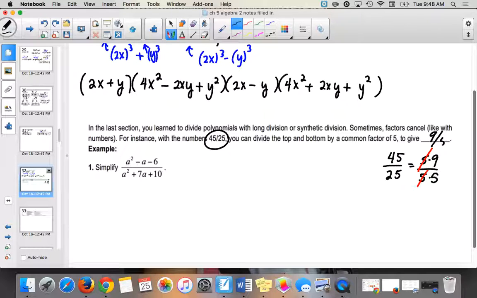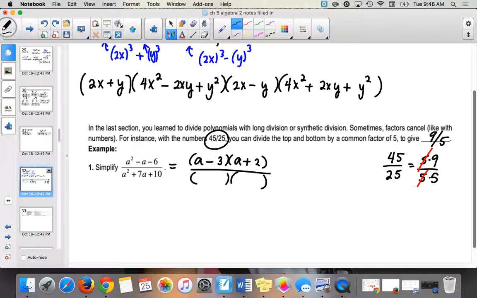So we can do the same thing with polynomials. If I factor the numerator and the denominator, and then I see that I have something in common, I can reduce it out. If I have a squared minus a minus 6, I would factor as a times a. For the 6, I'm going to have a 3 and a 2. And I want the outer and inner terms to combine to be negative a. So think about where that negative goes. Negative 3, positive 2, right?